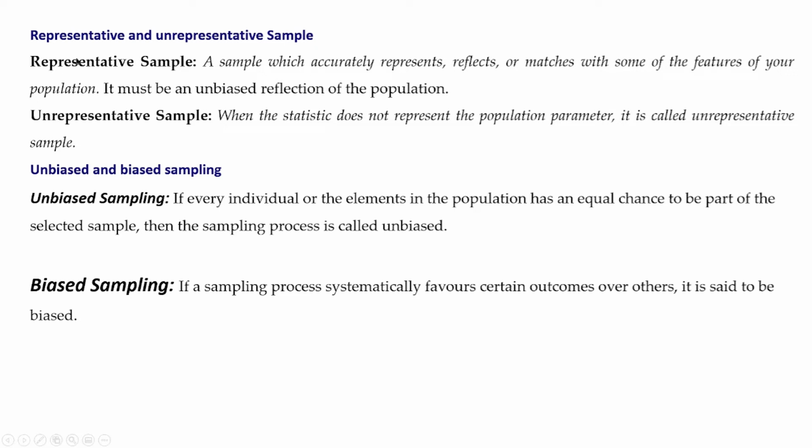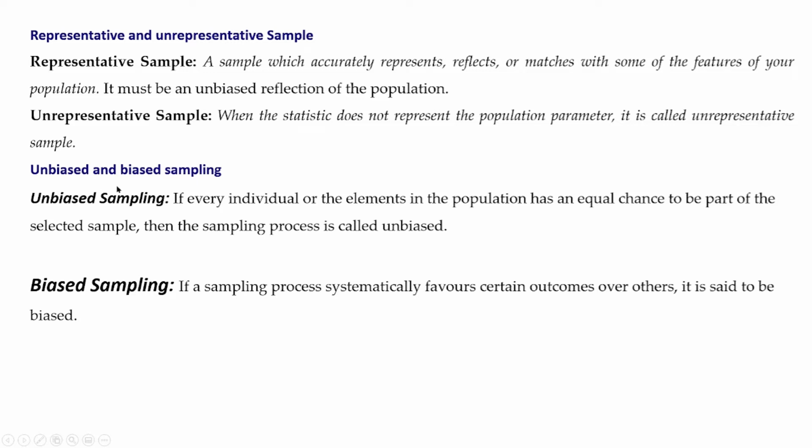And then we have representative and unrepresentative as a sample. A sample which accurately represents, reflects or matches the features of the population is called a representative sample, and it must be an unbiased reflection of the population. Next we have the unrepresentative sample. Here, when the statistic does not represent the population parameter, it is called an unrepresentative sample.